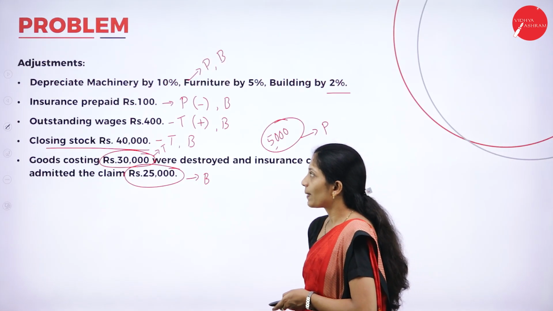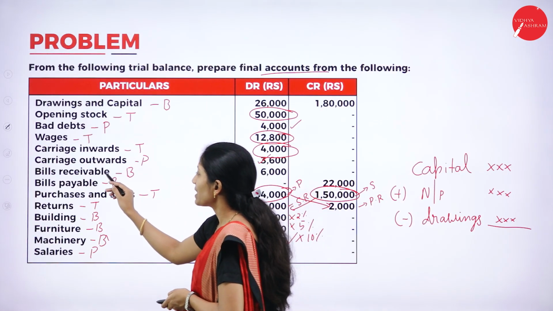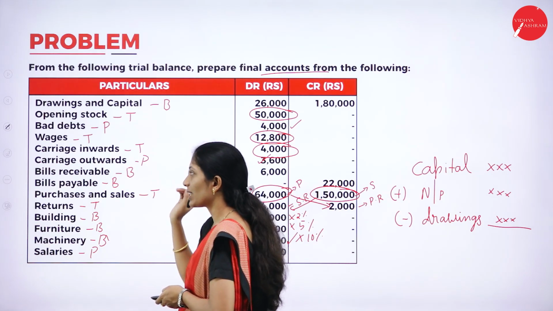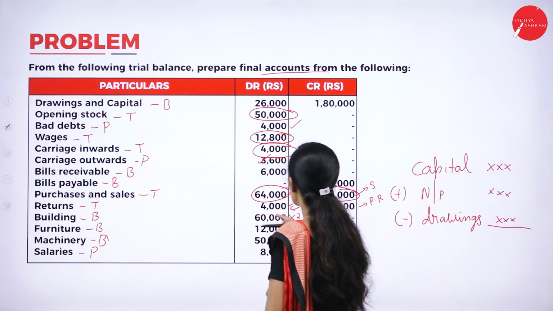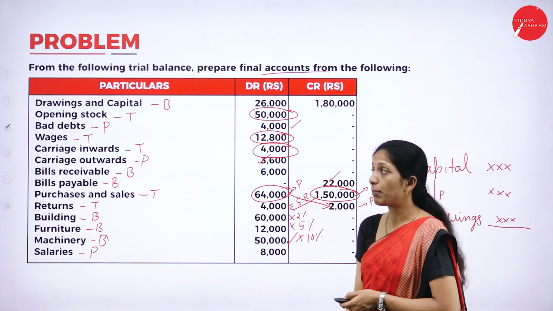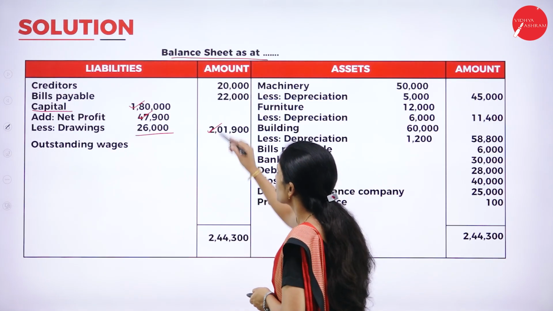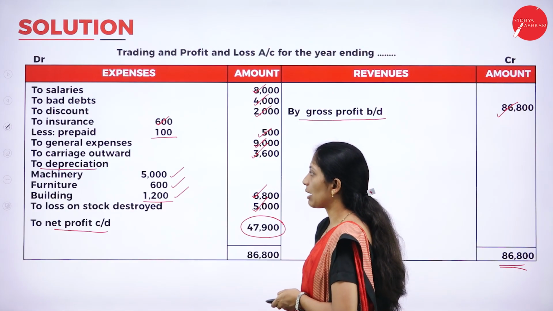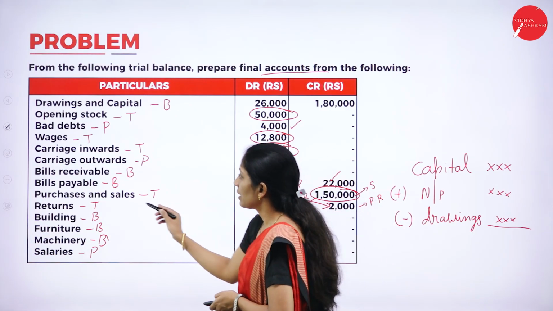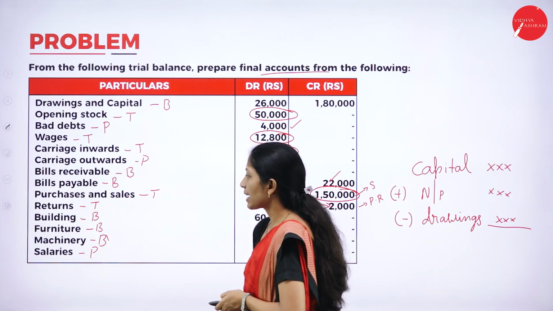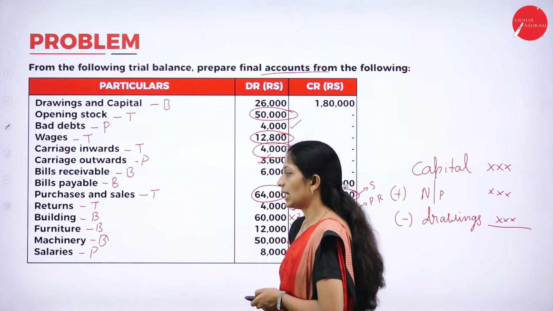Now come to the next one in the balance sheet, bills receivable. It is an asset, so we will record it on the asset side. Next, bills payable 22,000. It's a liability, so record bills payable on the liability side: bills payable 22,000. After bills payable, next are building, furniture and machinery, all assets.